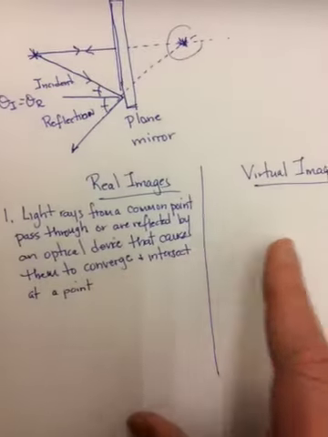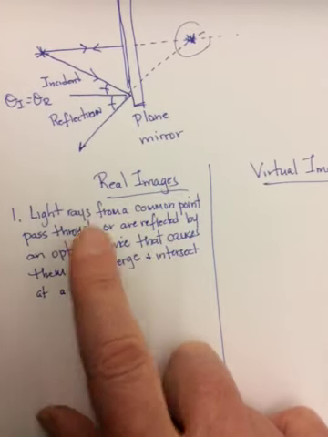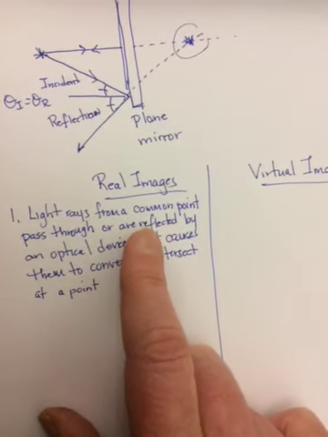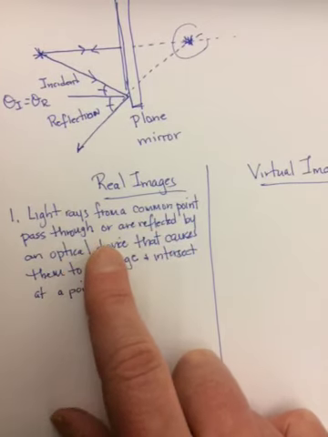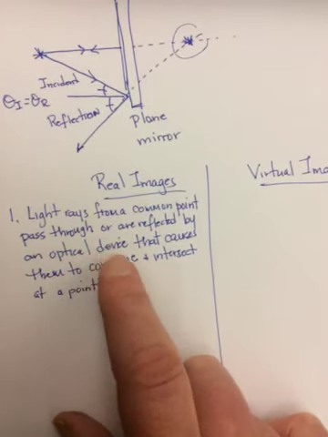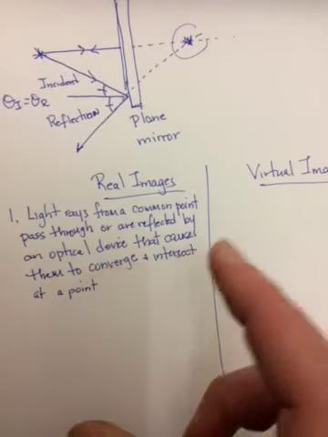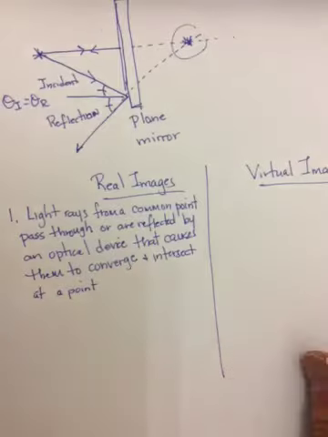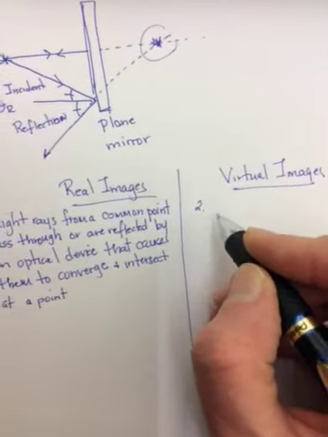Okay, so we were talking about real images and virtual images. A real image is when light rays from a common point pass through, or are reflected by, an optical device. As a result, the optical device causes them to converge, to come together and intersect at a point. Whereas virtual images are almost exactly the same.